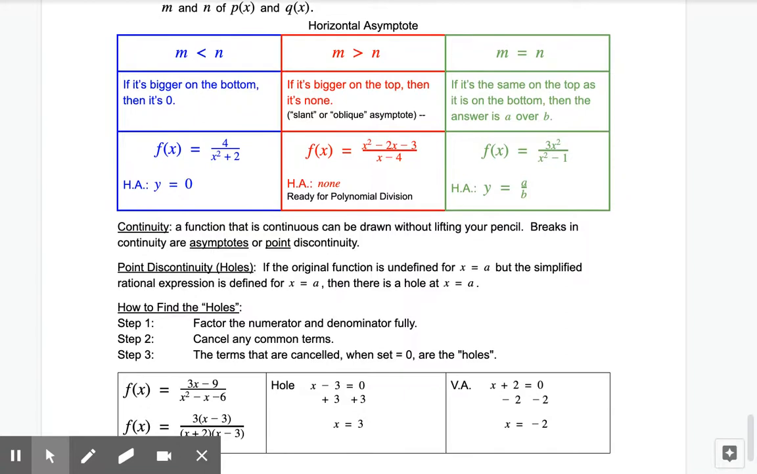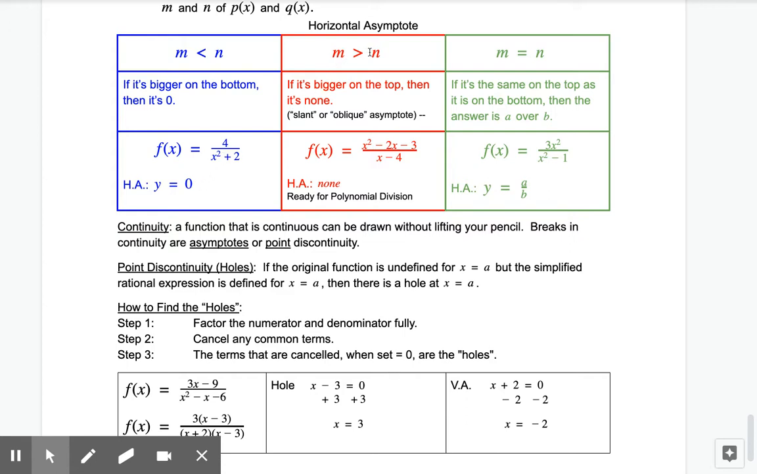So the horizontal asymptote. If m is less than n, if it's bigger on the bottom, then it's 0. So the horizontal asymptote will be y equals 0. Here in the numerator, we have the degree 0. In the denominator, we have degree 2. So it's bigger in the denominator, so y is equal to 0.